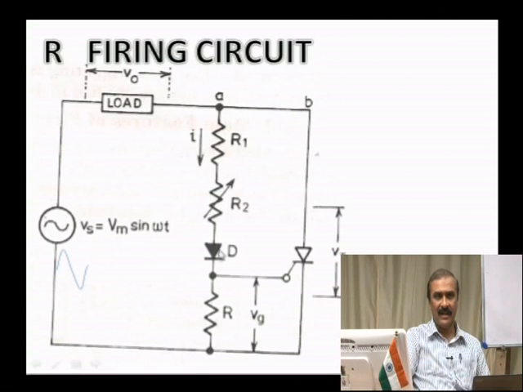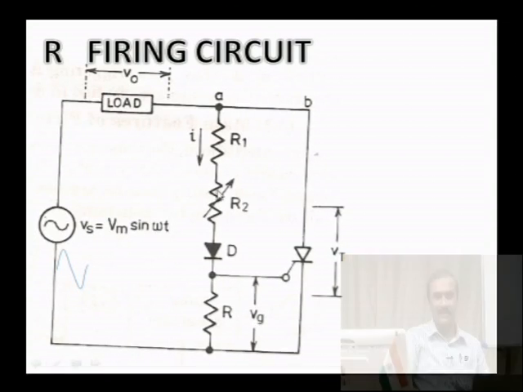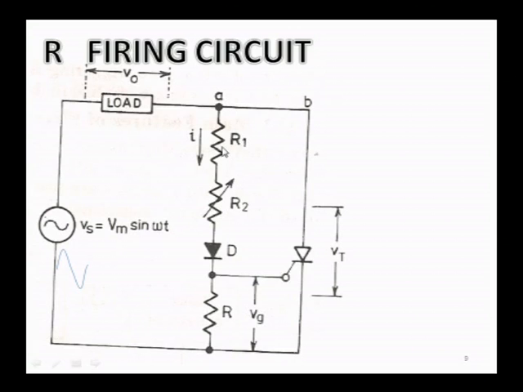Otherwise, you would have straight away connected a resistance in this path, so that you could have triggered this circuit. I just told you about the significance of this resistance, resistance R. This is a stabilizing resistance, which carries the leakage path current. And now, there is a variable resistance here and another fixed resistance here. Why these two resistances?